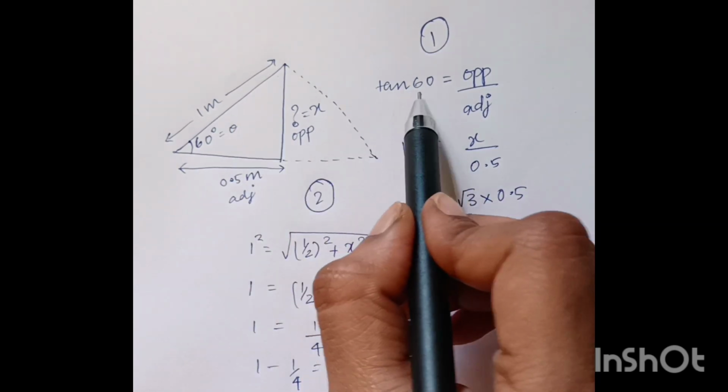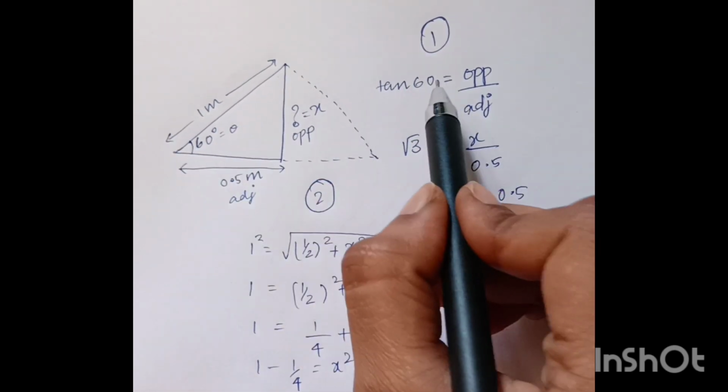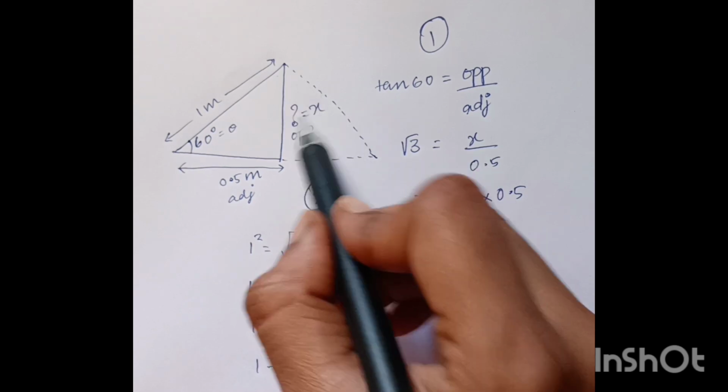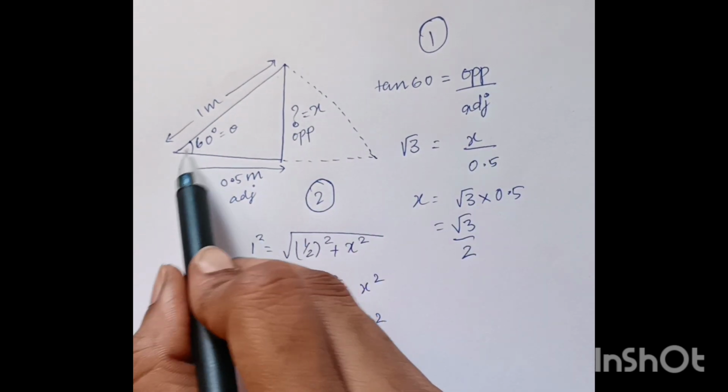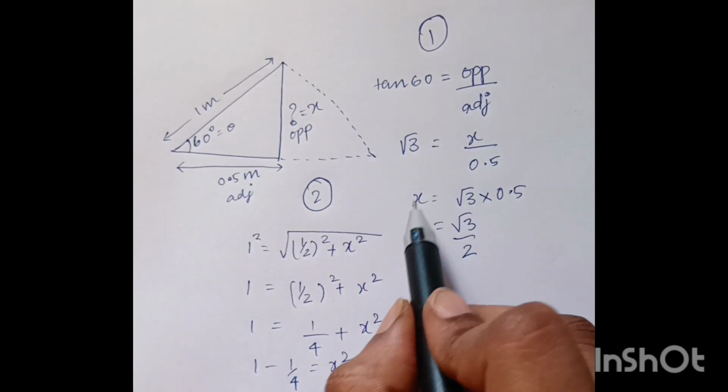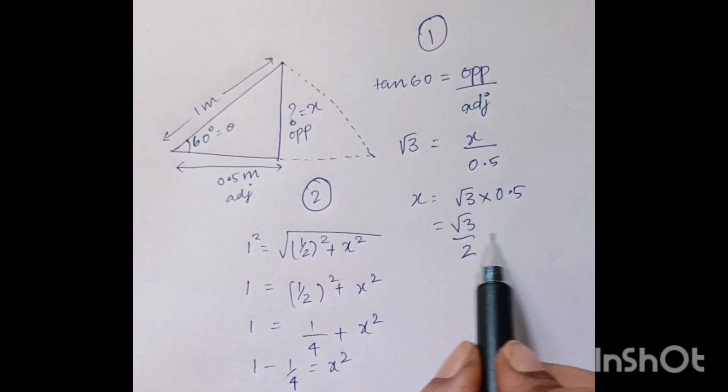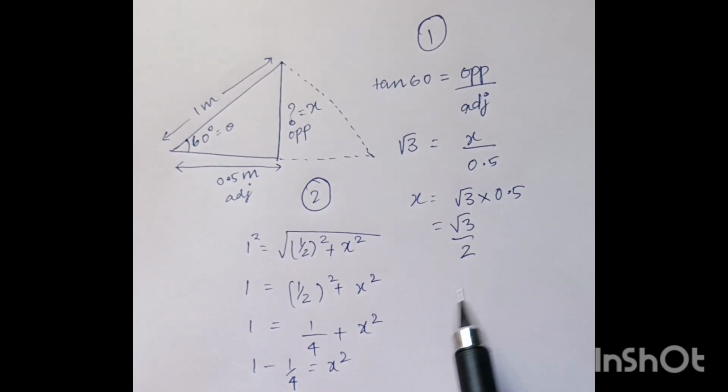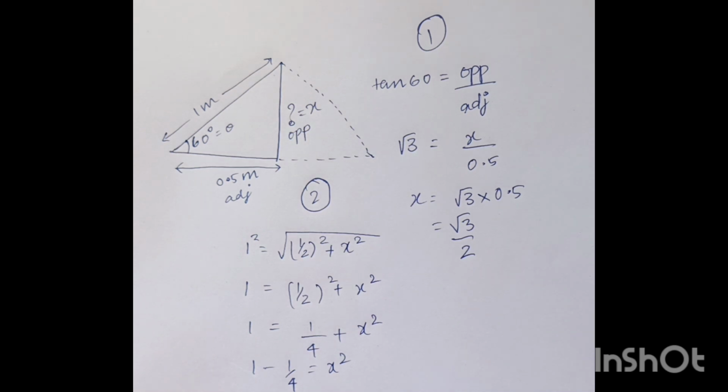So using tan 60 I can find it. tan 60 is equal to opposite by adjacent. What is the value of opposite? That is x. The adjacent one is this one, so that is 0.5. So x is equal to root 3 into 0.5, that is root 3 by 2. So this is one way, and there is another way.